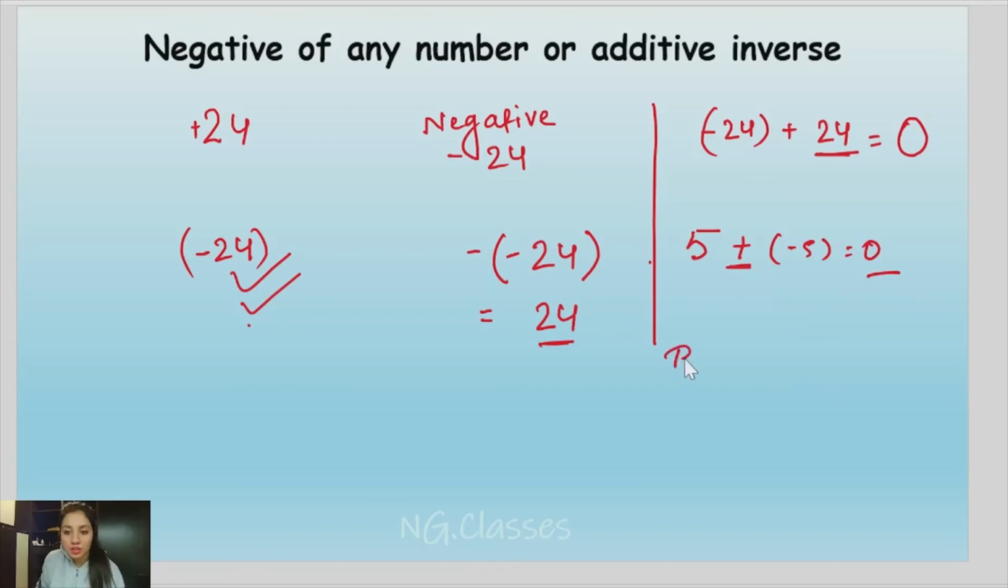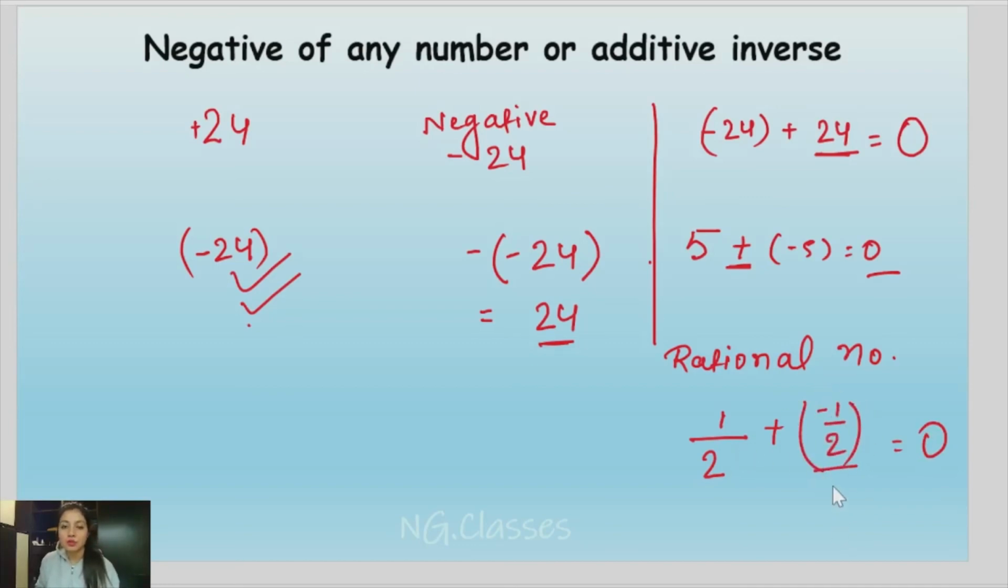Similarly for rational numbers, what will be the additive inverse of 1 by 2? The additive inverse of 1 by 2 will be minus 1 by 2. The same fraction with the opposite sign. And that fraction, if you add it with the previous fraction, you will get 0 as the answer.